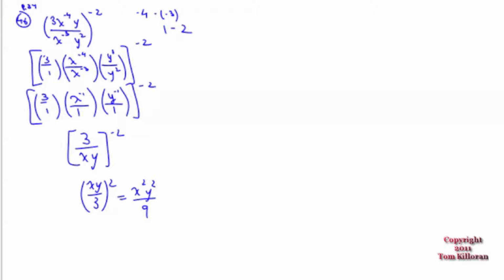Alright, how about 48? Looks cool. X cubed, y to the negative 2, all raised to the negative 2, times 5x to the negative 5th, all raised to the positive 2. Can you multiply x cubed and x to the negative 5th?